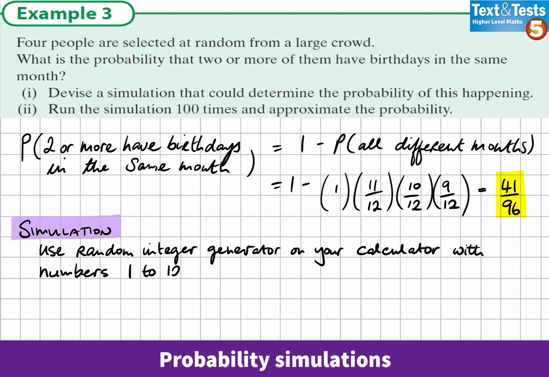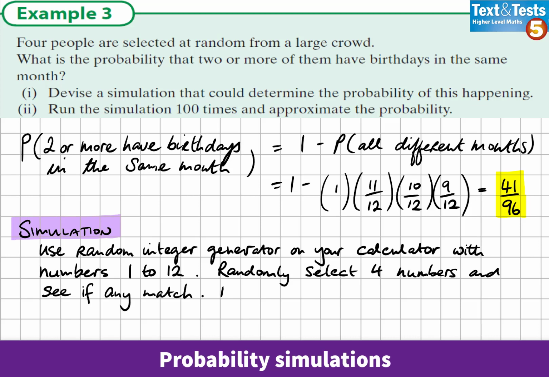So what we do is we just do 4 at a time. So randomly generate numbers 1 to 12, 4 at a time, and see how often it happens that out of the 4 that we have at least 2 sharing. So we'd expect it to be roughly around 4 out of 10 times if we do it enough times. So I'll show you what this looks like.